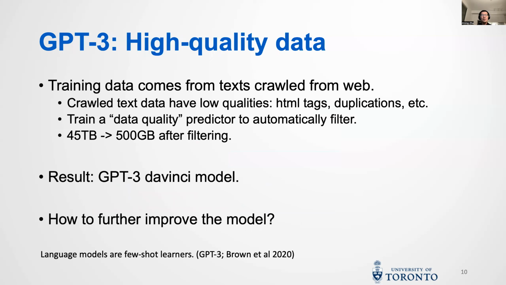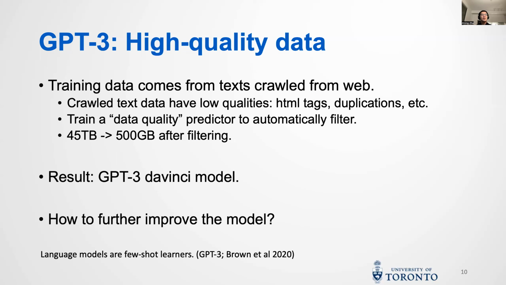So GPT-3 is able to correctly learn from the demonstrations a lot of the time. And overall, the prediction results are more accurate than many previous state-of-the-art benchmarks. And the success of GPT-3 can be attributed to the high quality of the text data. Training data comes from the text crawled from the web.